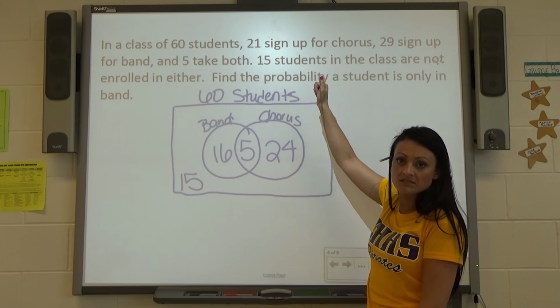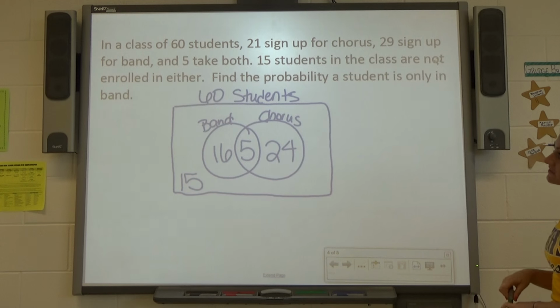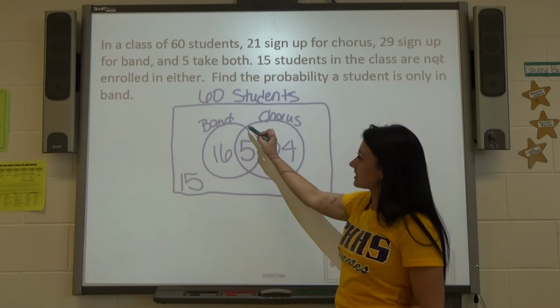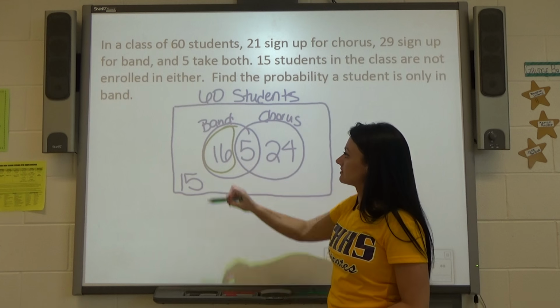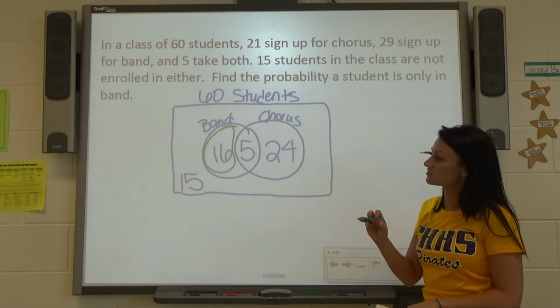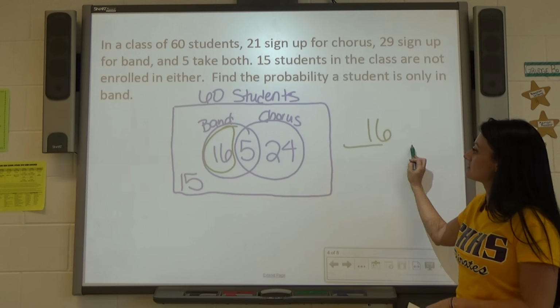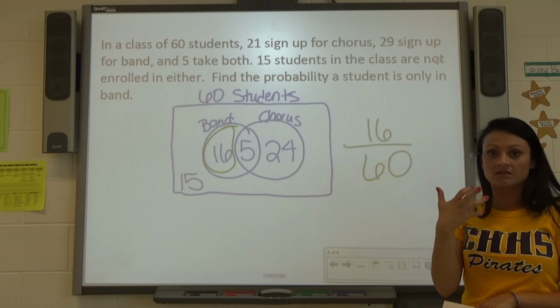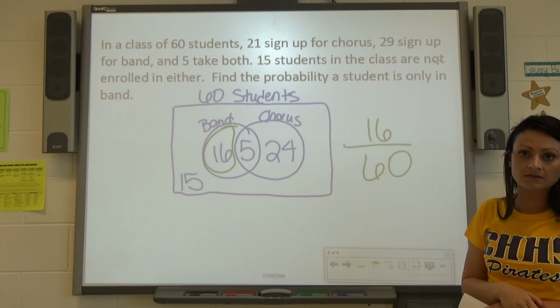So if you add these all up together, 15, 16, 5, and 24 should get you back to 60. So the probability that we're looking for is the probability that a student is only taking band. Well, the kids that are only taking band live in this part of the band circle, so that's 16 students out of the 60 students that are in this class.